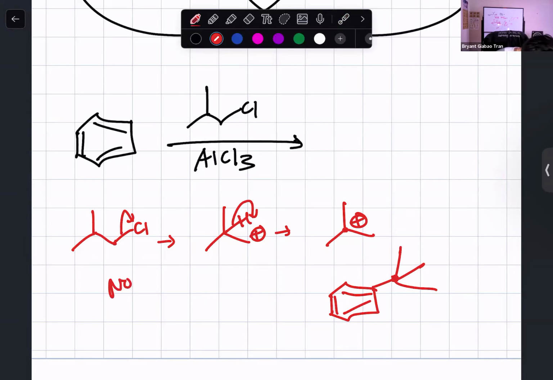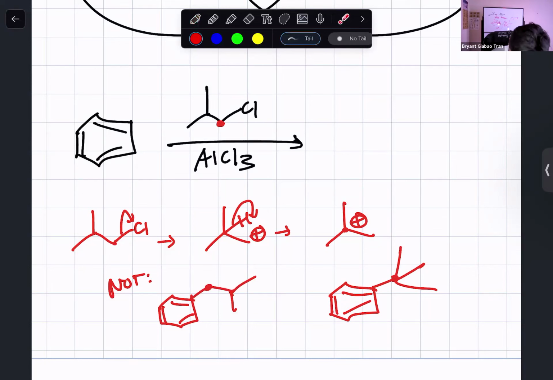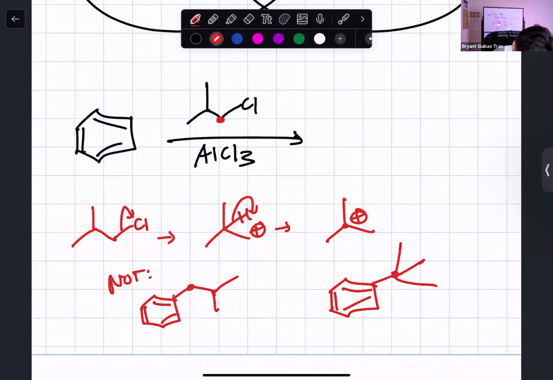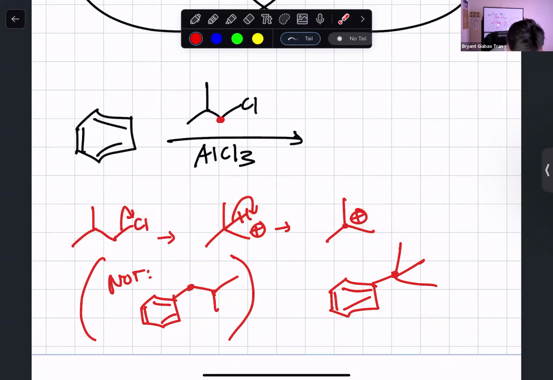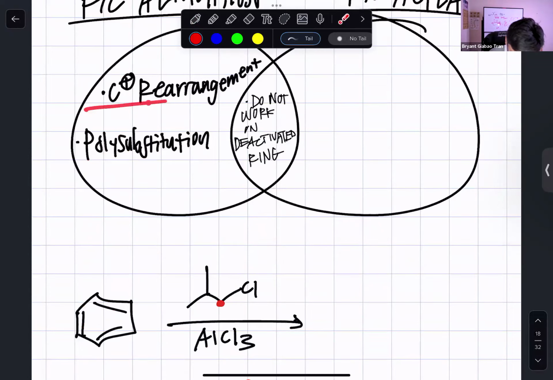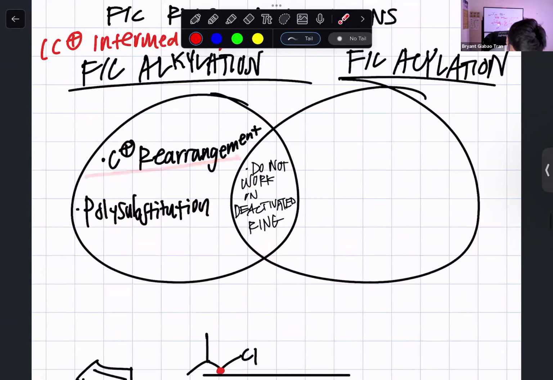It's not going to be this, where some people forget about the carbocation rearrangement and they make this the electrophile, getting that as the answer, right? Where they just put the isopropyl group right there, but it's not that, because that is not doing a rearrangement step. This is not the correct mechanism. This is just a quick way to predict what the product is. So that was the first thing to look out for, the first limitation, carbocation rearrangement.